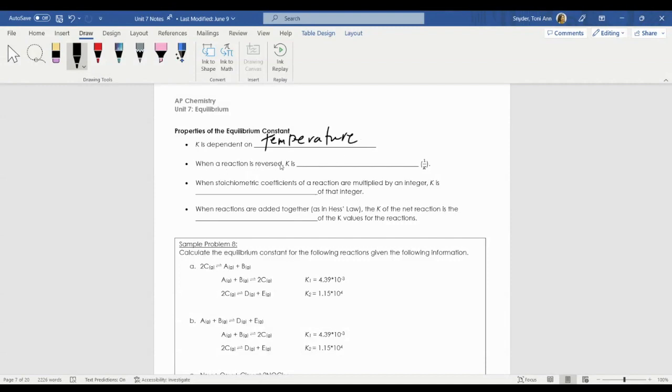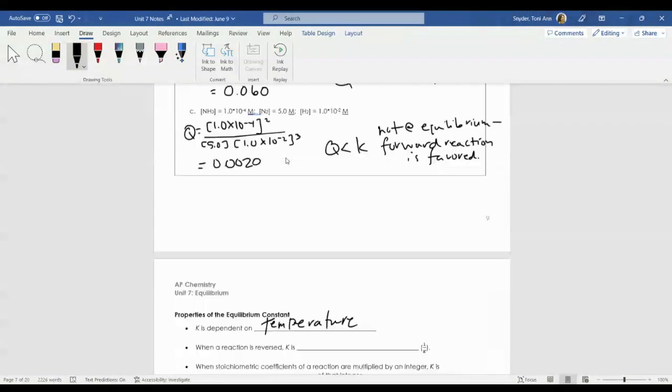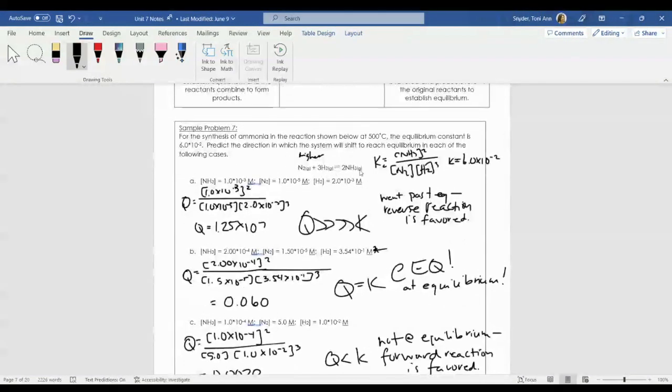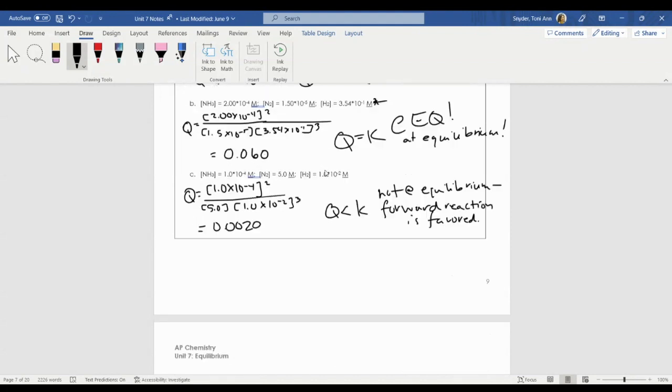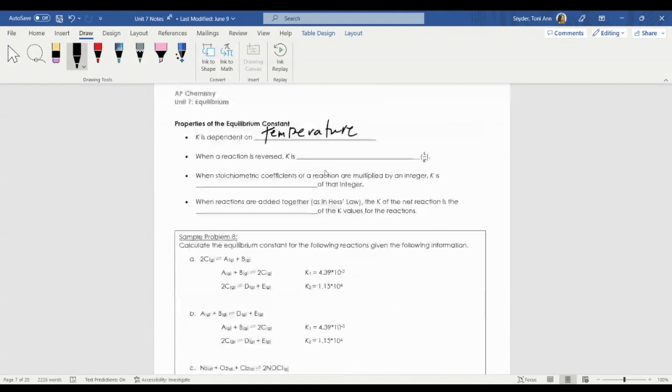If a reaction is reversed, so let's say I take this reaction right here and I reverse it. So my ammonia is my reactants and my nitrogen and hydrogens are my products. In this case, your value of K is inverted.